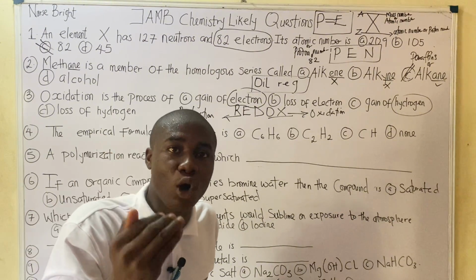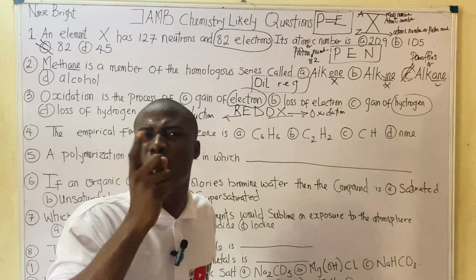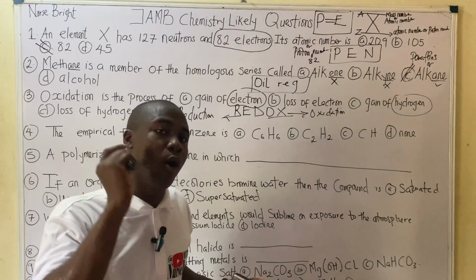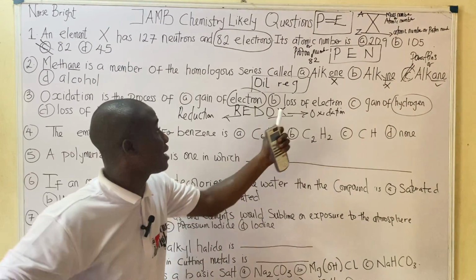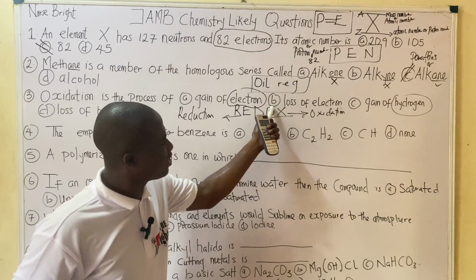Oxidation is loss of electron. This must be noted. I believe it's clear. Oxidation is loss of electron. So definitely let's look for the option that has loss of electron in it. Option B is loss of electron.